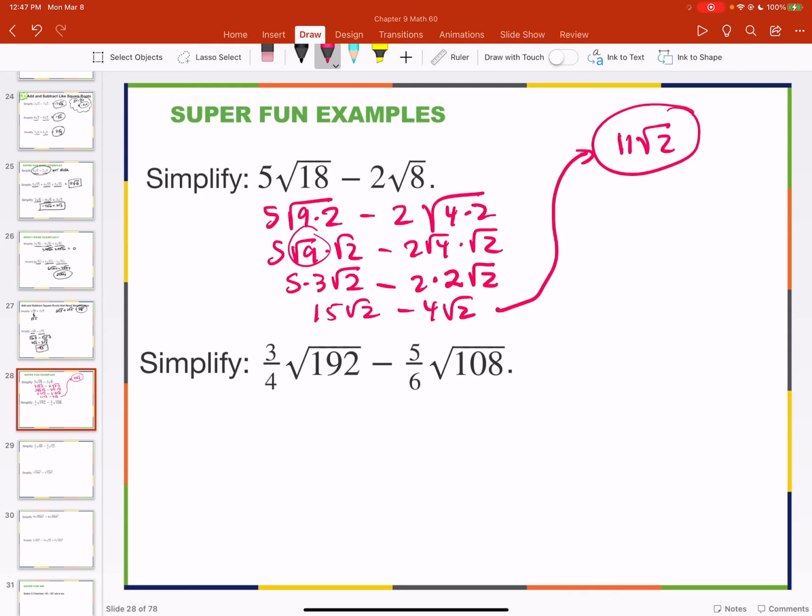Square root of 192 minus 5 over 6 times square root of 108. So 192, what does that factor into? So that's going to be, let's see, 96 times 2, 48, 16 times 2. So let's go ahead and do a little prime factorization here. So this is 2 times 96, 2 times 48, this is 3 times 16.